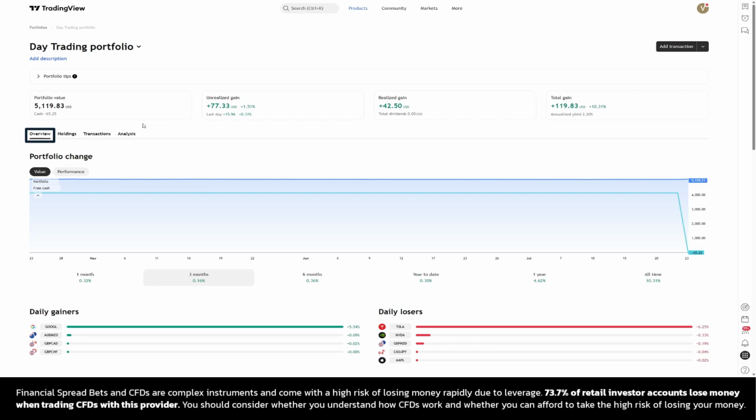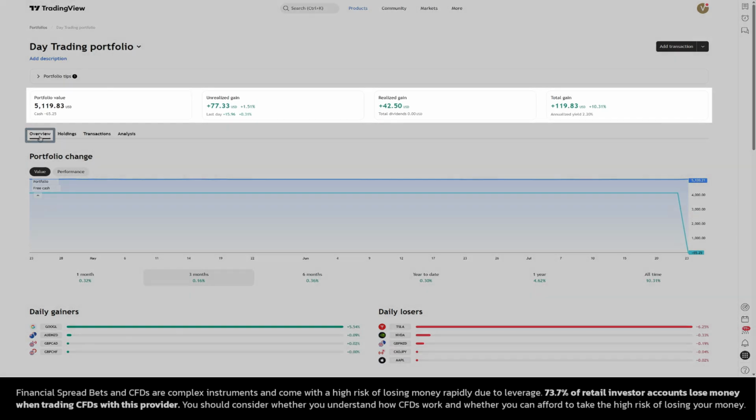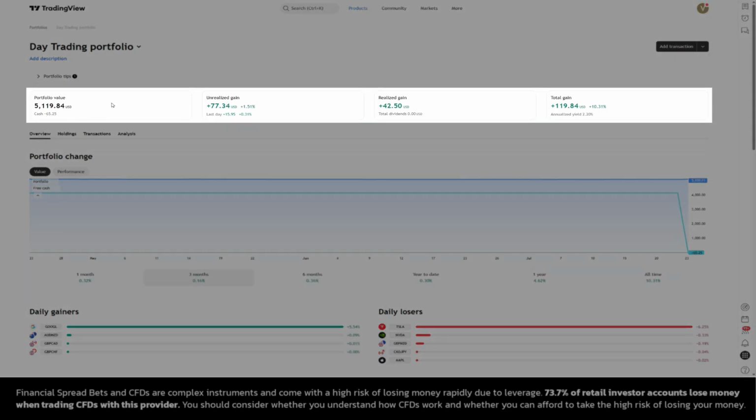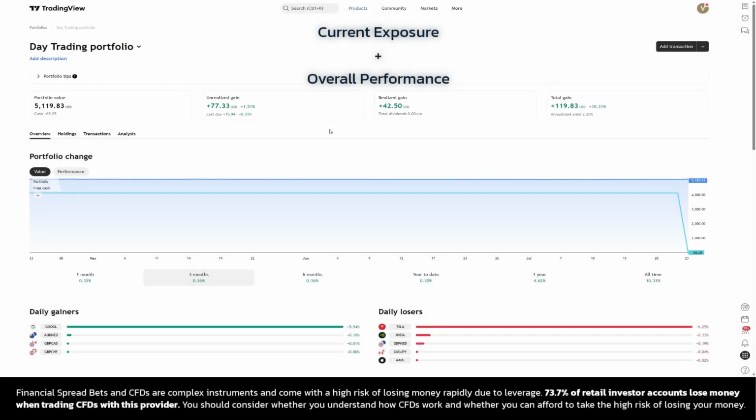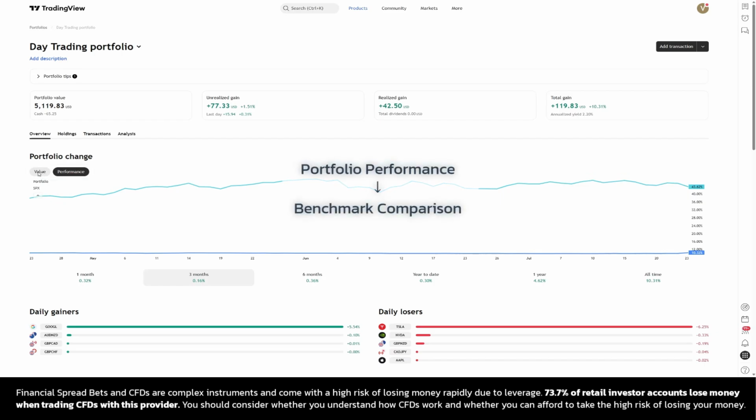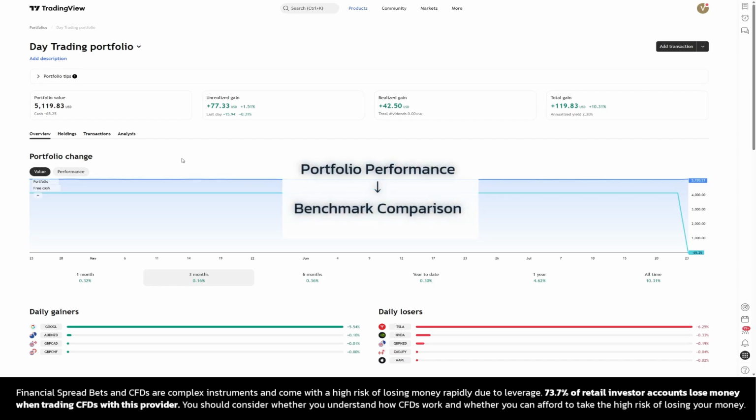The overview acts as the main dashboard. It shows key figures such as portfolio value, unrealized gain, total gain, annualized yield, and the number of holdings in the portfolio. This gives a quick view of both current exposure and overall performance. The portfolio change section also helps show how value and returns have developed over time, with the option to compare performance against a selected benchmark.